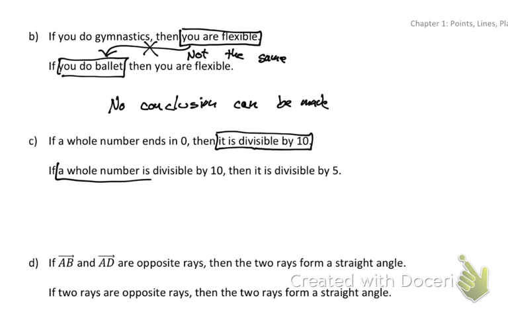So these actually match up. This is good. This matches. So if a whole number ends in 0, then it's divisible by 10. If a whole number is divisible by 10, then it's divisible by 5. What can I rewrite these two statements as?